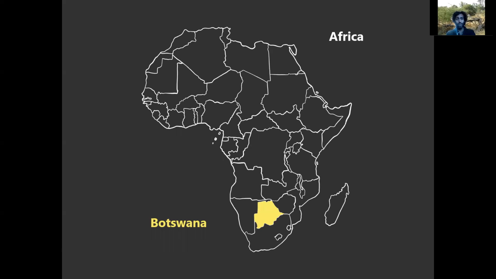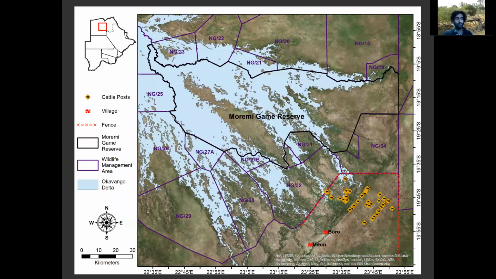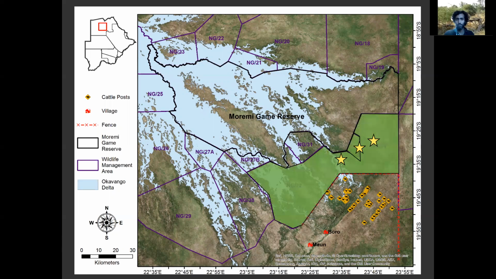To answer these questions, I set up a monitoring project at my study site in Botswana, which is illustrated here. Botswana is a landlocked country in the southern part of Africa. If we zoom in, we can see my study area in a little more detail. I worked on the fringes of the Okavango Delta, in the northern part of Botswana. This area in green shows the main areas where I carried out my research.